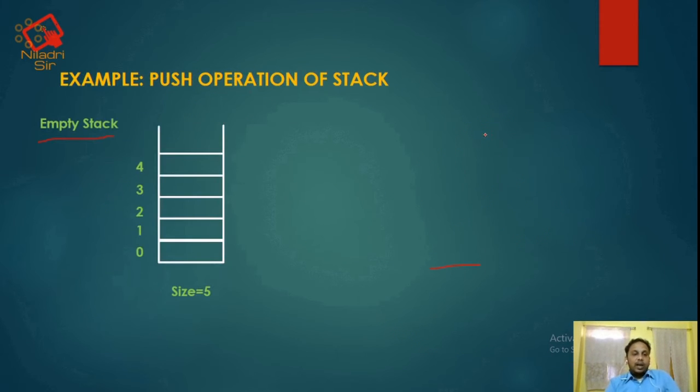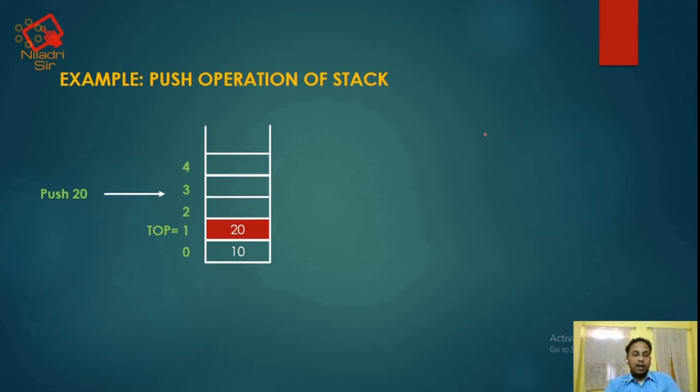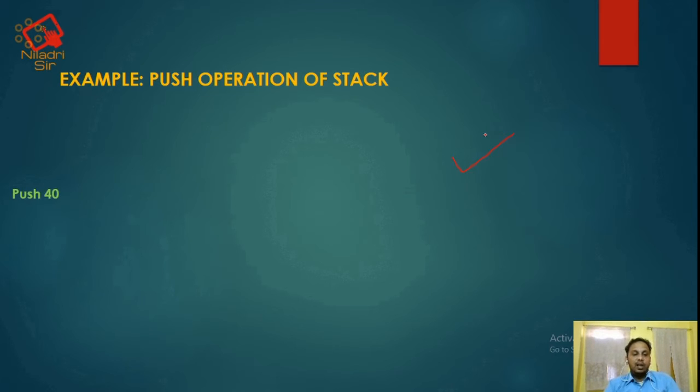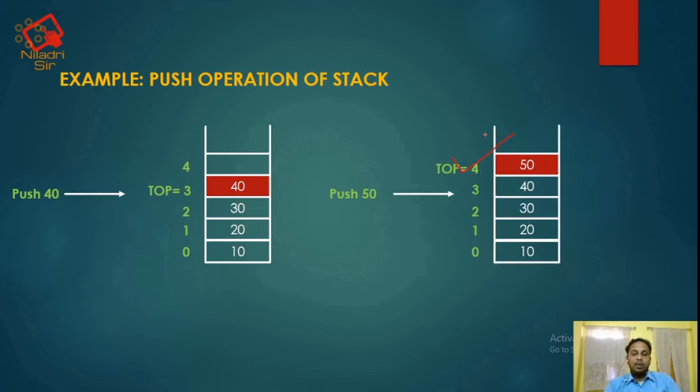As in the example, top is minus 1, we push 10, so top becomes 0. After that, push 20, top is 1 now, and we have inserted 20. Next we want to push 30, increment top. Top is now 2, and we put the value 30. Then push 40, increment top, top is now 3, inserted 40. Next push 50, increment top, top is now 4, and we have inserted 50. We are not able to insert any more elements, so the stack is full. This condition is called the overflow condition.